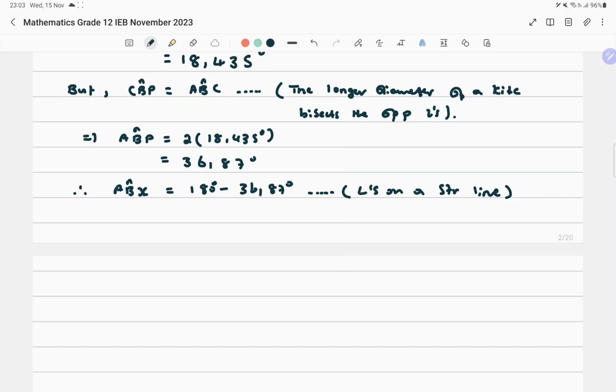So this question was not easy. This was a suplex city in analytical geometry. Okay, so let's do it. 180 minus 36,87 gives us 143,13 degrees.